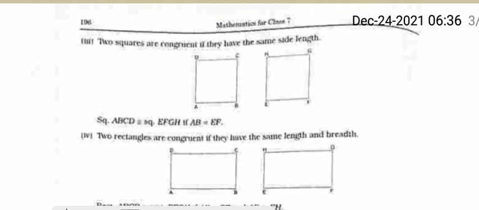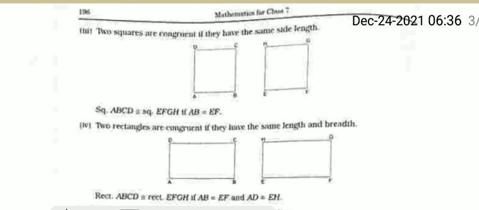Next one, number 3. Two squares are congruent if they have the same side length. Here square ABCD is congruent to square EFGH if AB is equal to EF. Right?